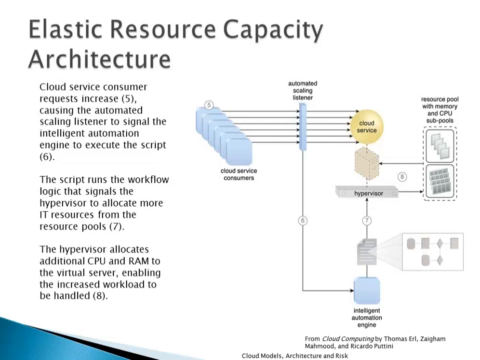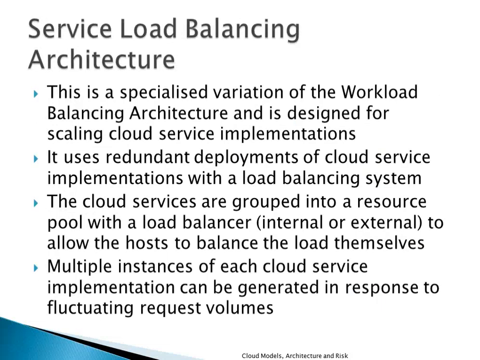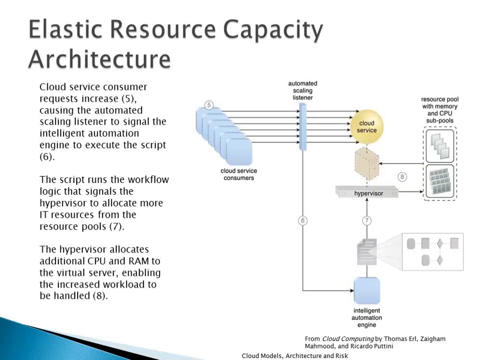And of course, at the same time, once the demand drops off, then the listener will advise the automation engine, which will advise the hypervisor, which will reduce the CPU and the RAM that's been allocated. So just make sure you understand that. That's the version for CPU and RAM, the elastic resource capacity, whereas dynamic scalability is going to add more of the cloud service, which is probably the VM or something like that. It could be an SWS2, but more of the service.